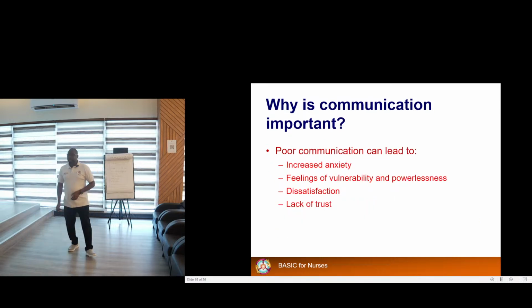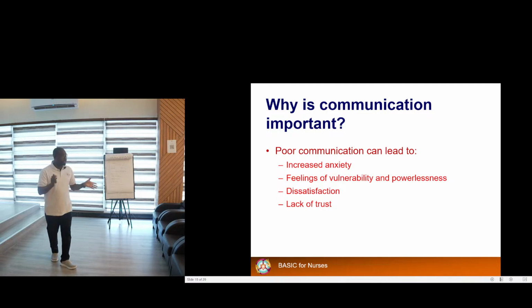Poor communication, what's the impact of it for us? Increased anxiety. You are talking about a patient who you have been treating for many months, and now we're talking about something that is actually going to be debilitating. It increases feelings of vulnerability and powerlessness, dissatisfaction and lack of trust.